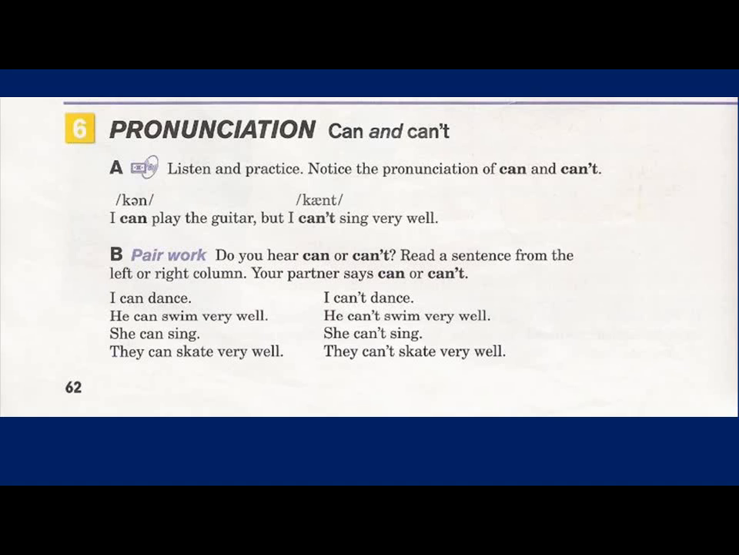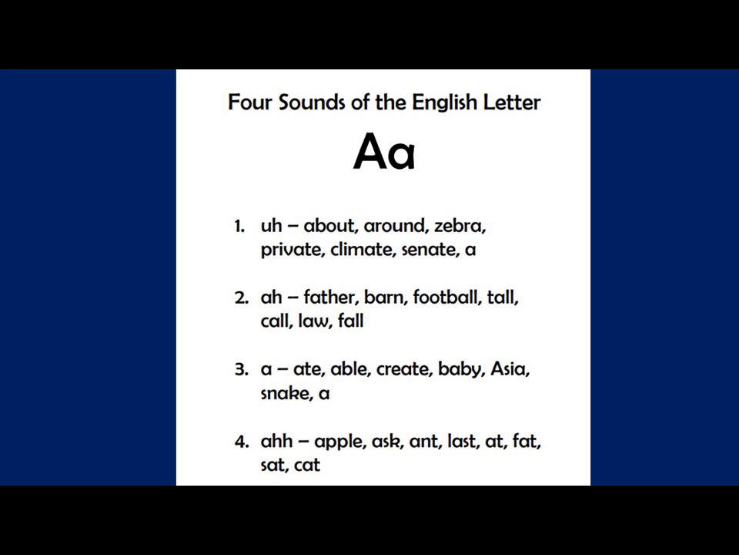Just remember, one of the weak points of a Cambodian ESL student is pronouncing the final consonant. So you have to think about it. The S and the T and the G and the K and the P and the D. These are important final consonant sounds. So you have to remind yourself, I have to say it.